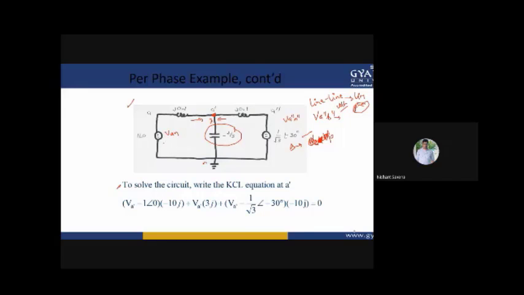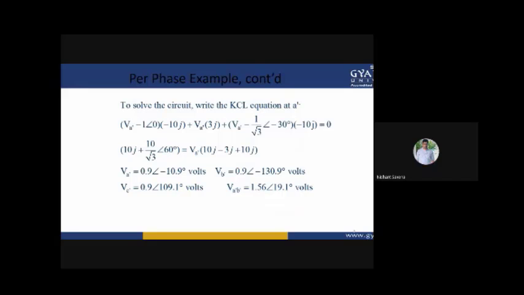So VA dash minus this voltage upon this, so 1 upon J 0.1 is equal to nothing but minus J10. Okay, so that's why it is multiplied with minus J10. Then VA dash minus this voltage upon this impedance. VA dash minus this voltage upon this voltage. And VA dash upon this voltage. That means 3G. It will become 3G. Is this clear? So we have put the KCL equation over here, and then we solve this equation.